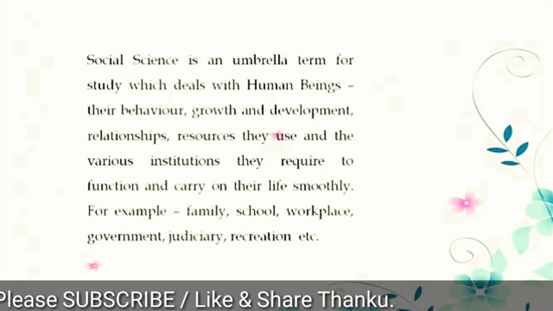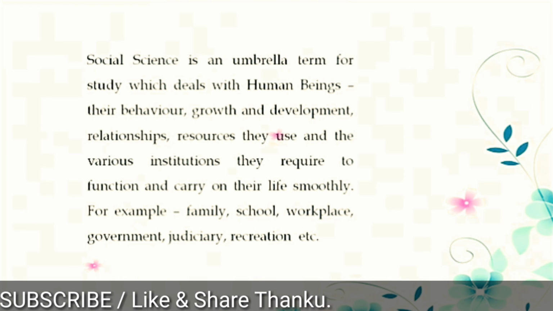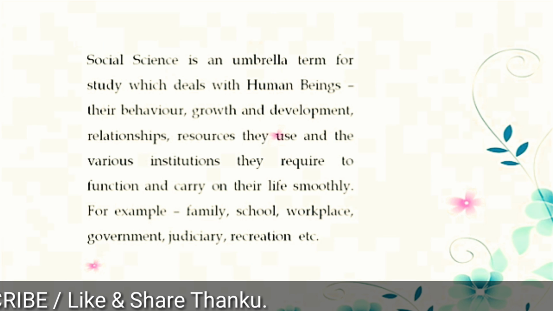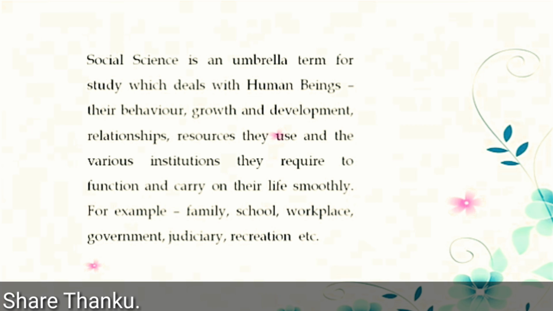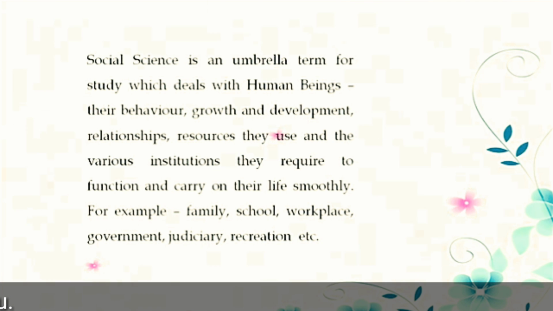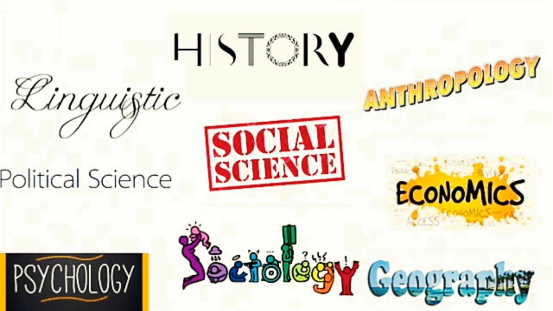Thus, social science is an umbrella term for a study which deals with human beings, their behaviors, their growth and development, relationships, resources they use, and the various institutions they require to function and carry on their life smoothly. For example, we study family, school, workplace, government, judiciary, recreation, etc. That makes social science a complete science related to history, anthropology, economics, sociology, geography, psychology, political science and linguistics.